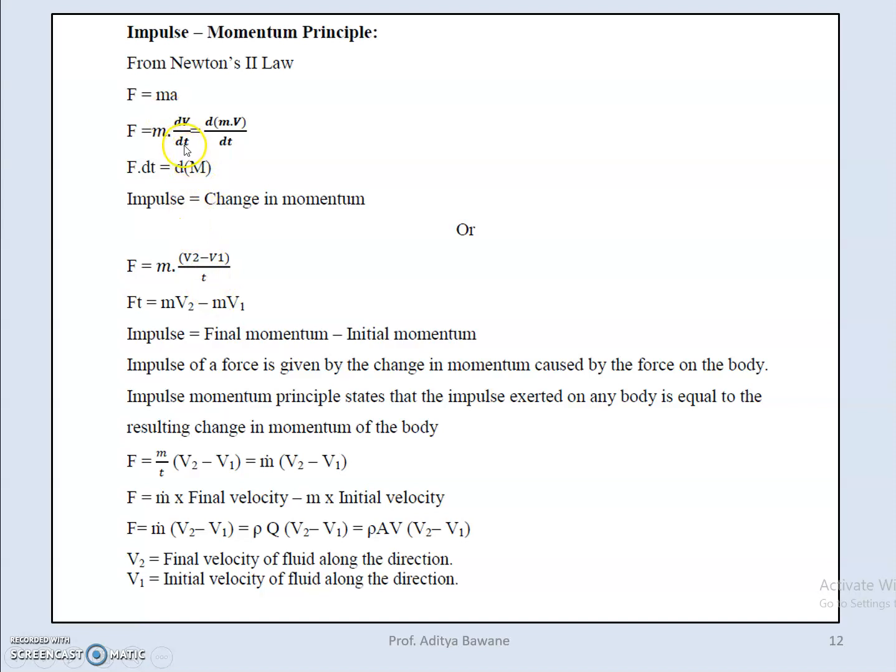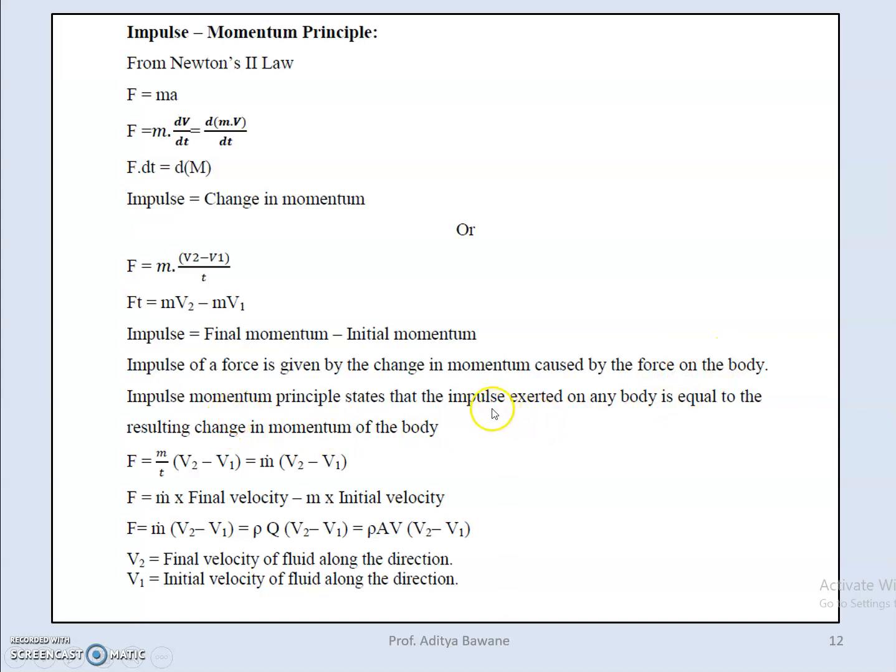that is rate of change of velocity per unit time. If I equate this, I get v2 minus v1. So F into t, if I multiply here, I get m v2 minus m v1. So impulse equals final momentum minus initial momentum, m v2 minus m v1. So what is this? Nothing but the force exerted by the body on fluid. So impulse force is nothing but change of momentum caused by the force on a body.